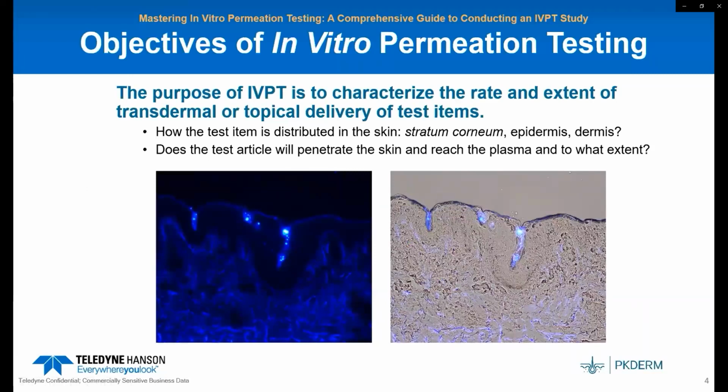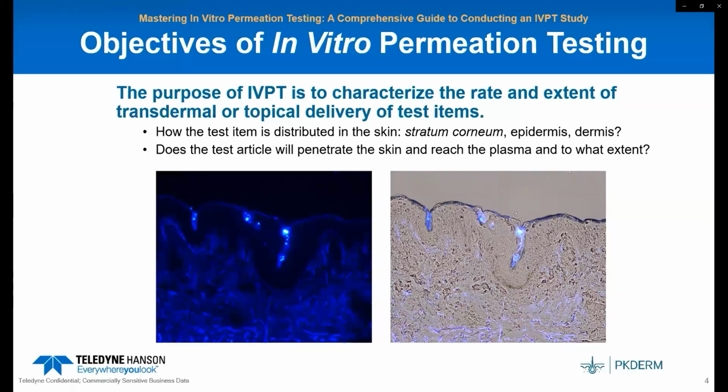What are the objectives of in vitro permeation testing? In fact, as I said, IVPT is a valuable tool for characterization of the rate and extent of transdermal or topical delivery of test items. The main purpose of this testing is to evaluate how the test item is distributed into the skin, including the stratum corneum, epidermis, and dermis.